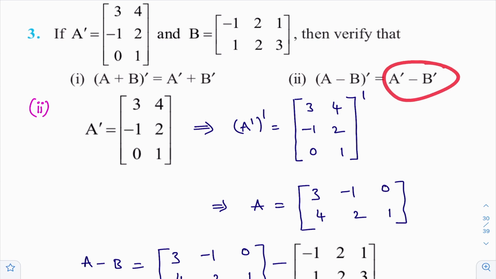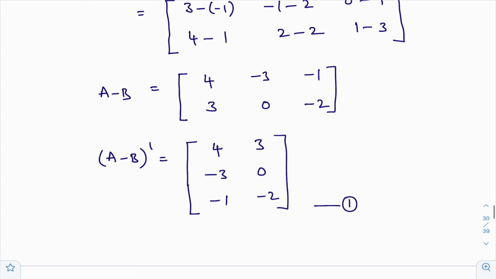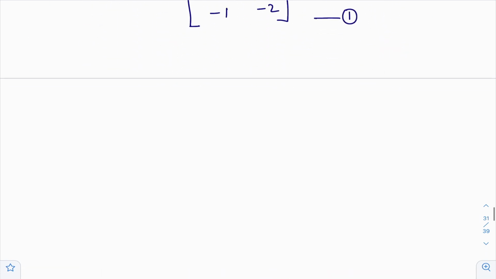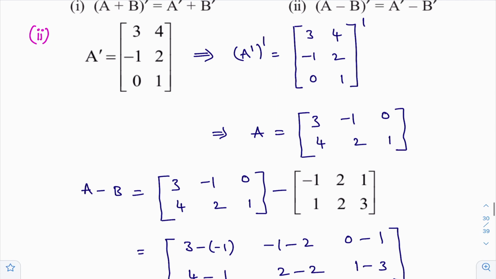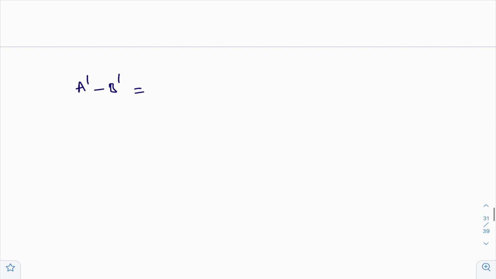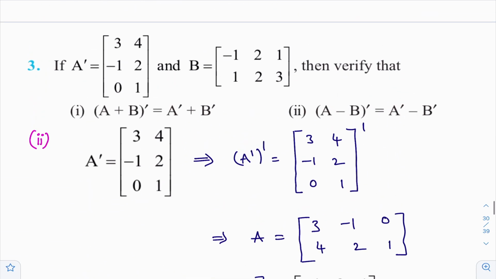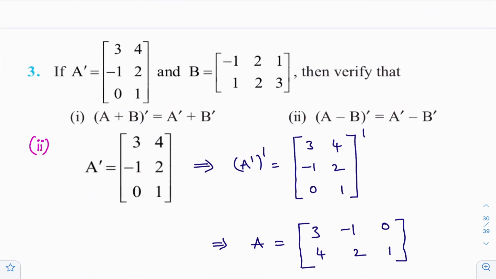Now I'll calculate A dash minus B dash. Now I need to calculate A dash minus B dash. A dash is already given in the question. See, this is A dash. I'll write A dash minus B dash. Where is the matrix B? This is the matrix B.